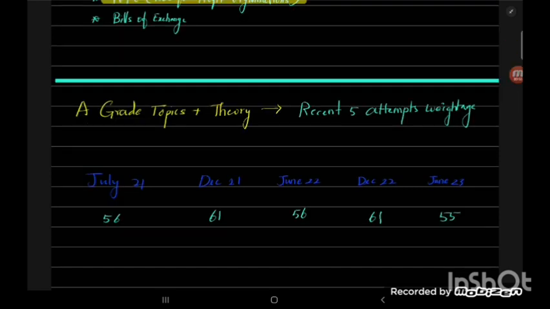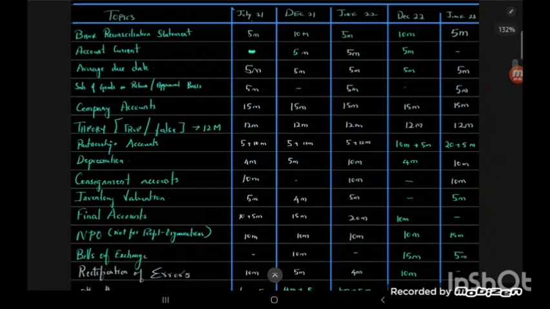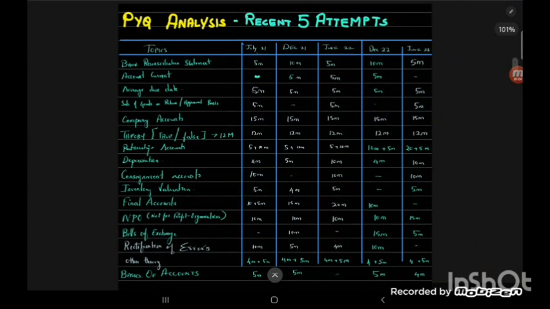Now we are going to see the weightage of marks given to each topic in the recent 5 attempts. These are the total of topics, and in each attempt how much mark the topic was asked. This is given in the tabular column. This is called the PVQ analysis. This is given here for the recent 5 attempts.